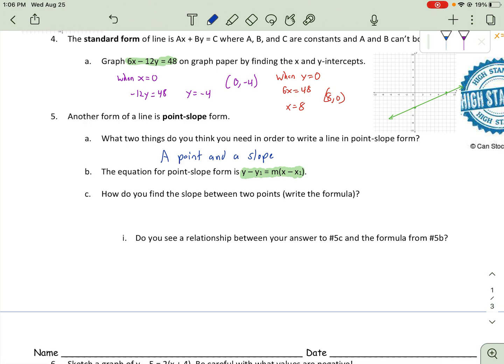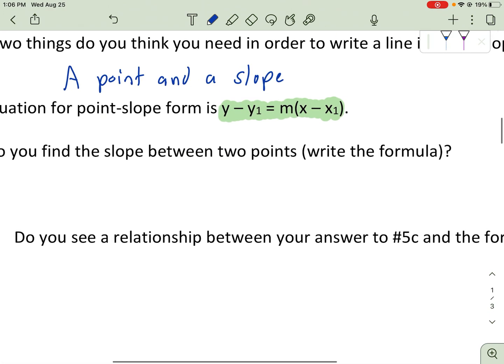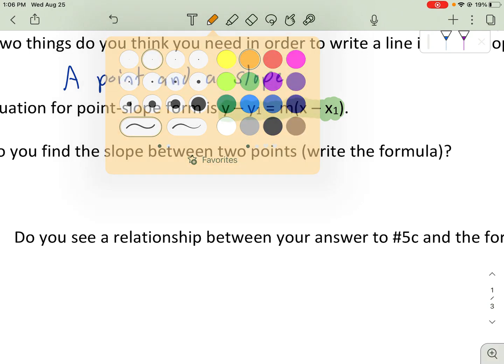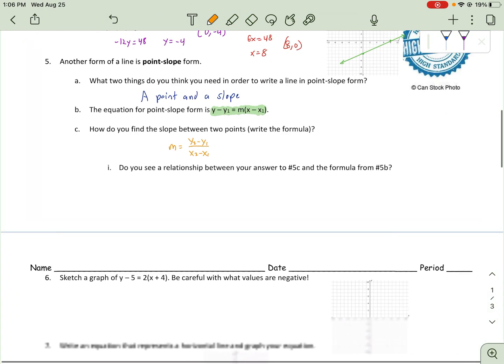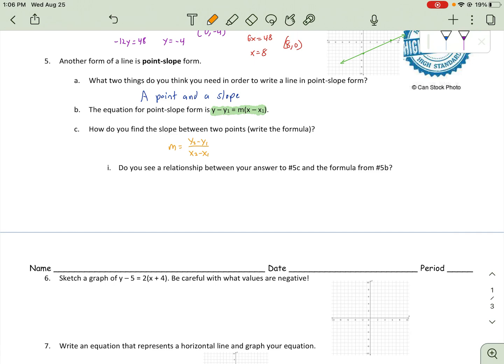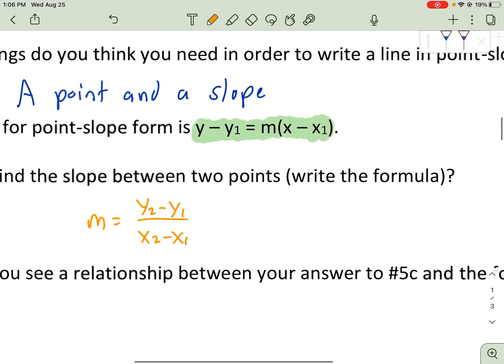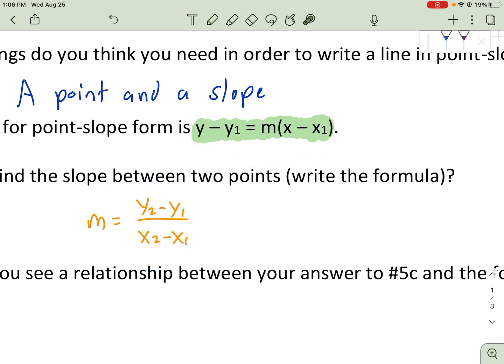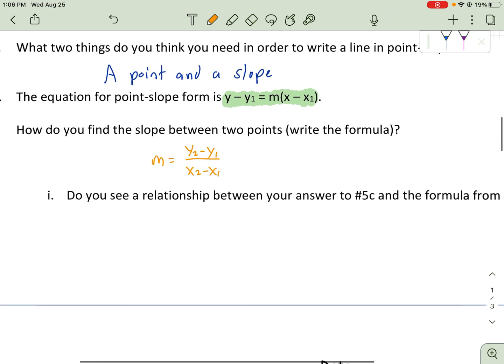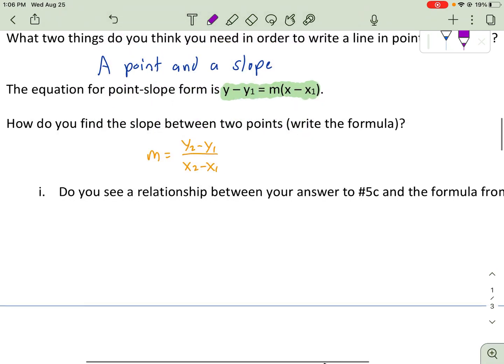So how do you find the slope between 2 points? If you're given 2 points, hopefully you know that m equals y2 minus y1 over x2 minus x1. So that's the formula for slope. And then part C I right here says, do you see a relationship between your answer to 5C and the formula from 5B? So this orange thing here and that green thing, you might recognize that those look awfully similar. And I'm going to show you how you actually get one from the other.